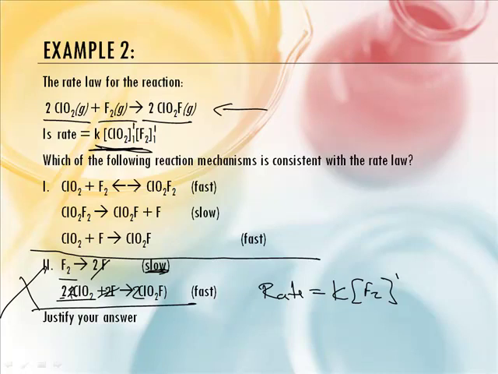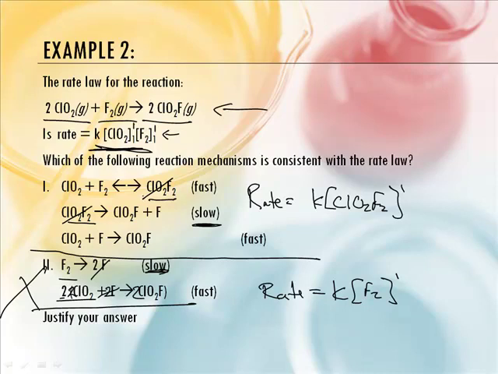Okay, this one is a little more complex. Here's our slow step. So I would, of course, say rate would be equal to K times the concentration of ClO2F2 to the first. Does that match? No, that doesn't match either. Oh, but wait. Let's think this through. What is ClO2F2? That's an intermediate. Oh, yeah. So the ClO2F2, when you do the reaction, will cancel.